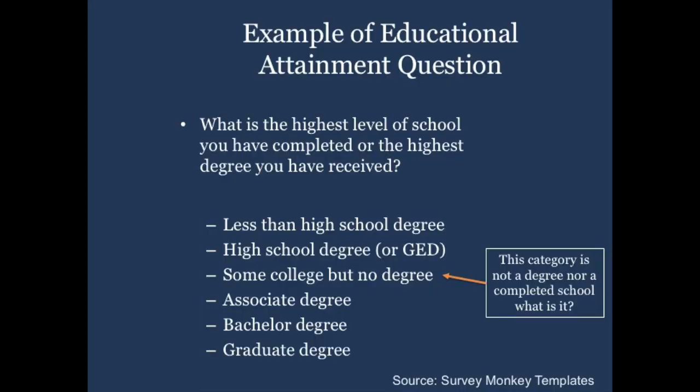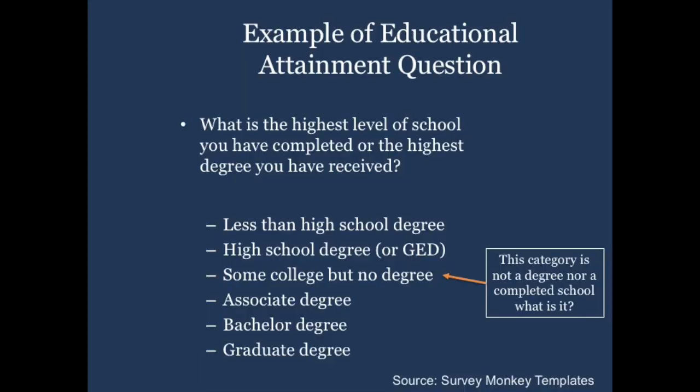The same happens with education. It seems simple, but sometimes they can be very hard to interpret. I also took this item from the SurveyMonkey templates. Let's read it. What is the highest level of school you have completed, or the highest degree you have received? So they're asking for the school completed or highest degree you have received. Let's look at the categories. Less than high school degree, some college but no degree, associate degree, bachelor degree, graduate degree.